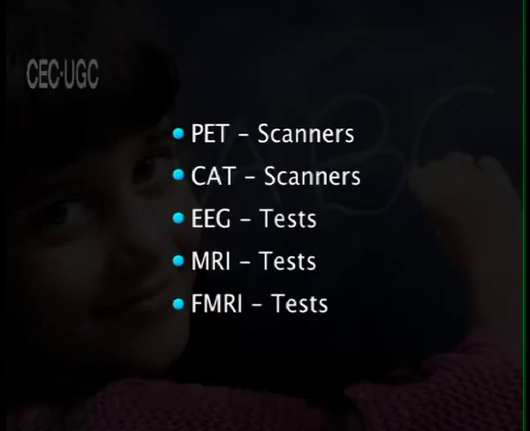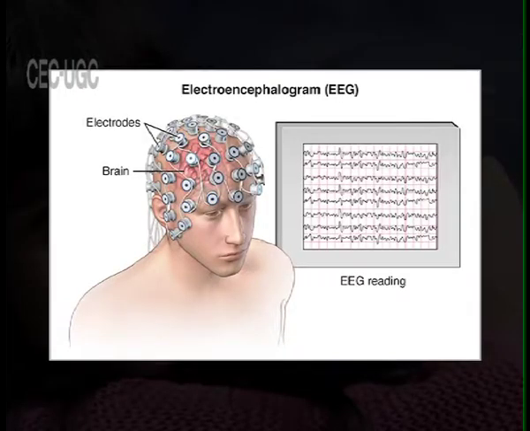Neuroscientists employ a wide variety of machines to measure the performance of the brain at work. These include PET scanners, CAT scanners, EEG test, MRI, and fMRI tests. Let's have a quick glance at EEG test image. EEG is a medical test used to measure the electrical activity of the brain while performing a task. And it also diagnoses a number of conditions including epilepsy, sleep disorders and brain tumors.